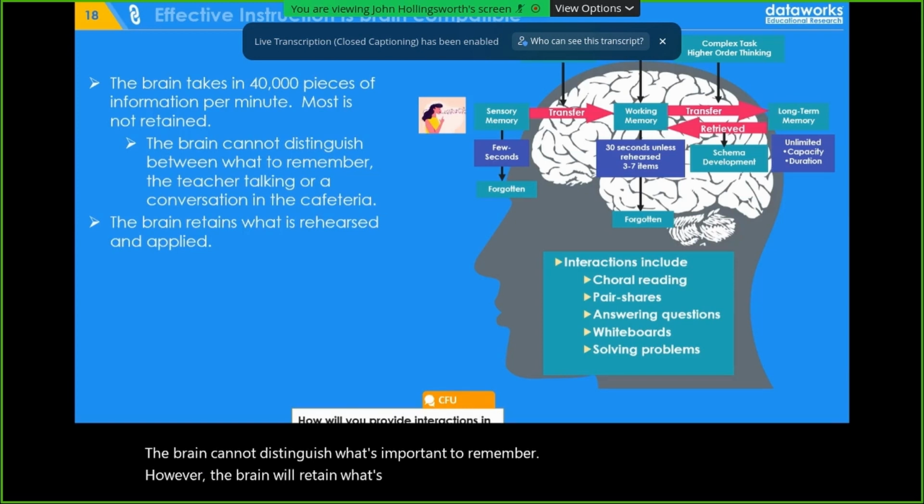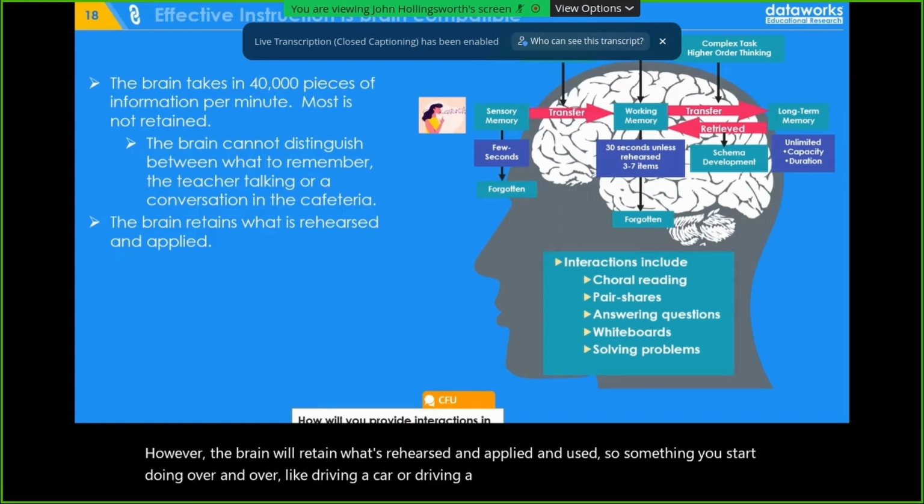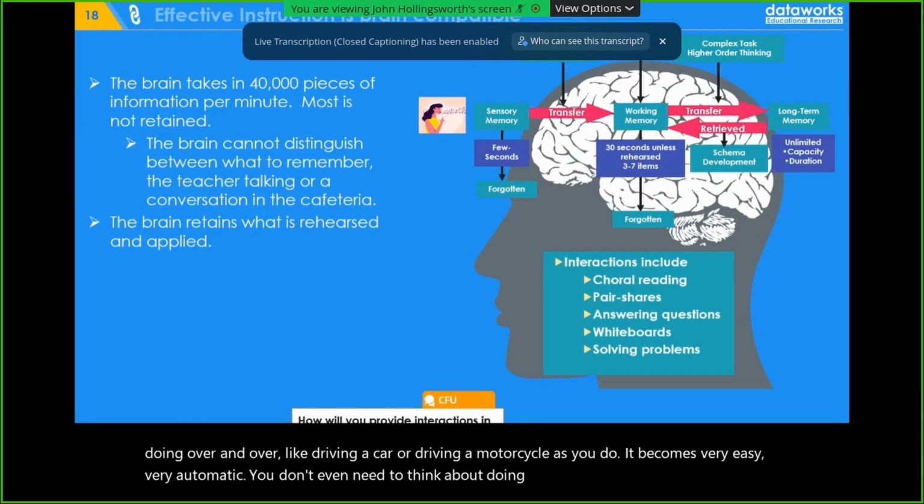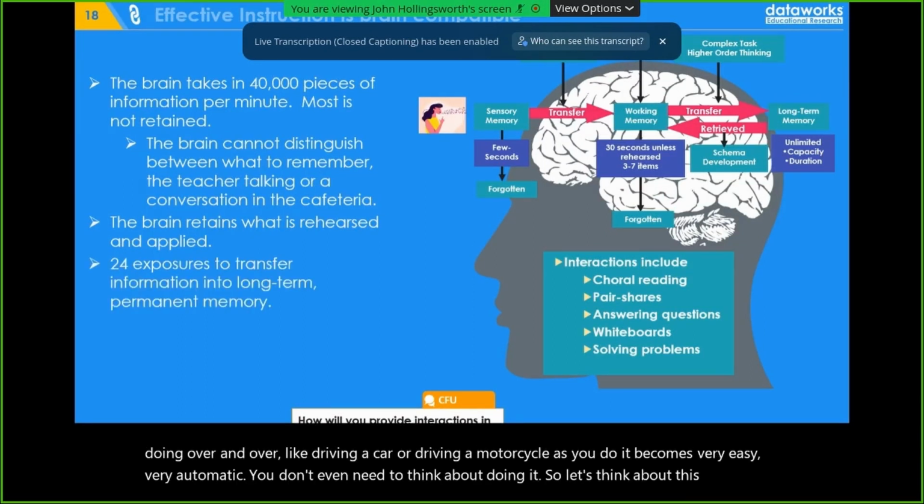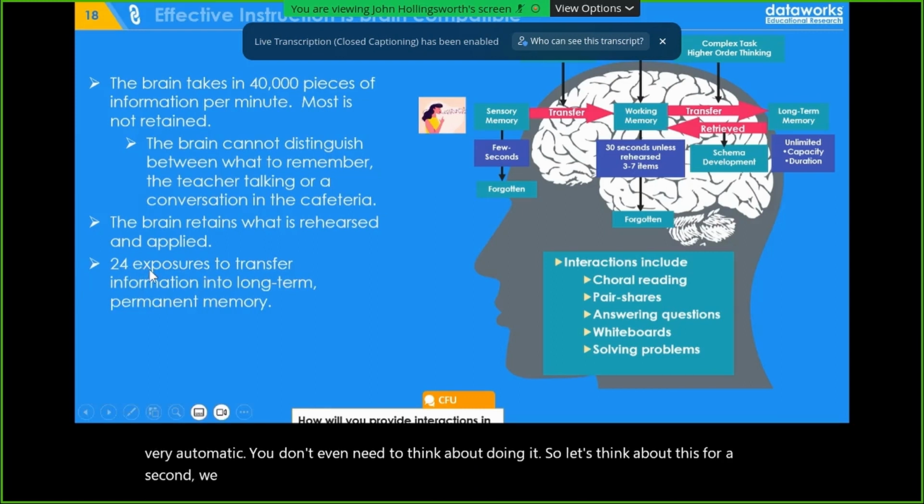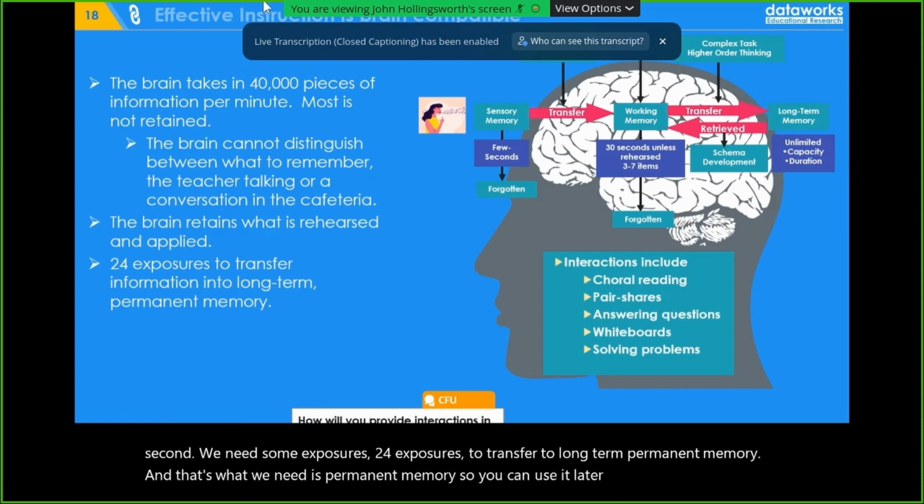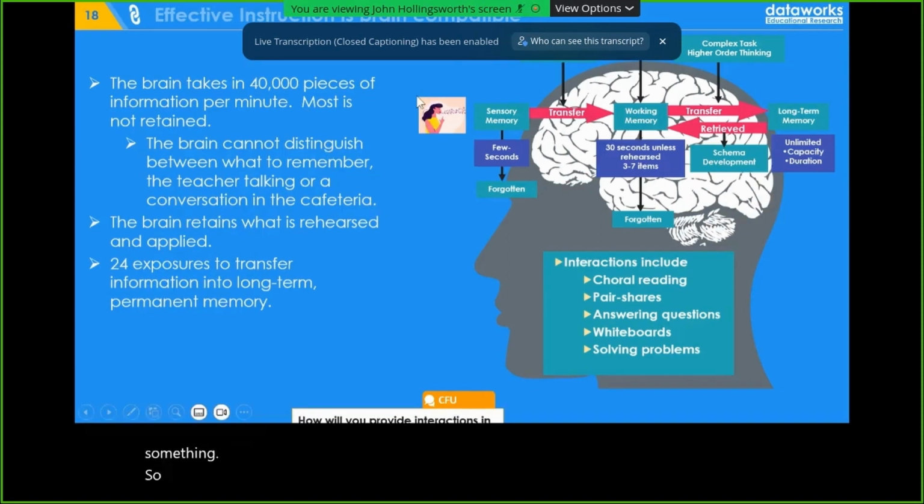However, the brain will retain what's rehearsed and applied and used. So something you start doing over and over, like driving a car or driving a motorcycle, as you do it, it becomes very easy, very automatic. You don't even need to think about doing it. So let's think about this for a second. You need some exposures, 24 exposures, to transfer to long-term permanent memory. And that's what we need, permanent memory, so you can use it later for an exam or something.